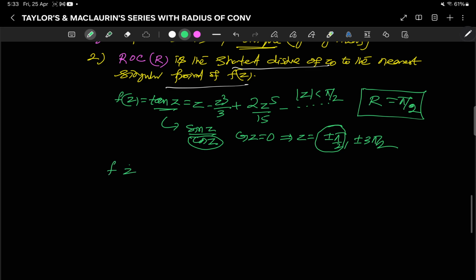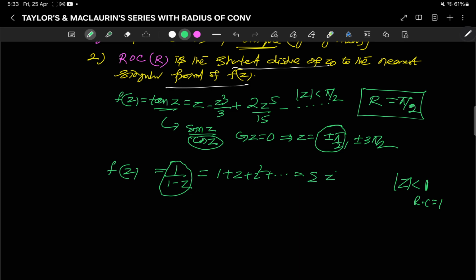Similarly, suppose f(z) = 1 by (1 - z). Within no time I can say it is not analytic, not defined at 1. So here |z| is less than 1. The radius of convergence is 1 here. Here we are getting a pattern, summation of z to the power n, right? So the failure of analyticity, the singular point nearest to the center, will give you the radius of convergence.